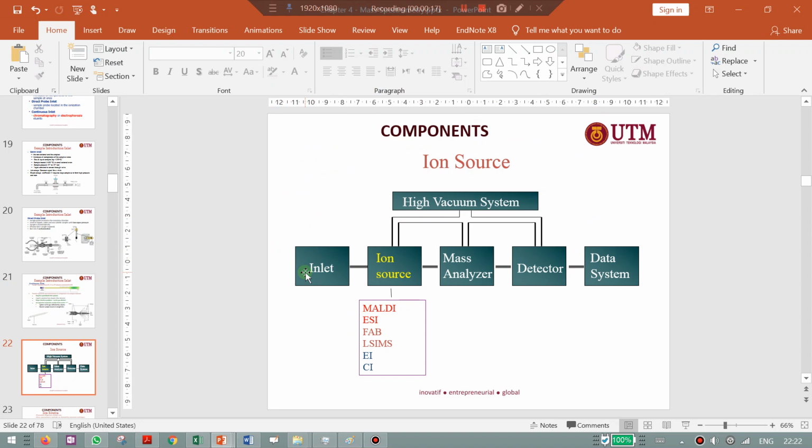Right, okay. So the next one, we will go into the ion source. We actually have a lot of ion sources, but the common ones we use are chemical ionization, electron impact, ESI, and multi-, which we rarely hear about. Even at UTM we use electron impact, actually an electron impact ionization system.